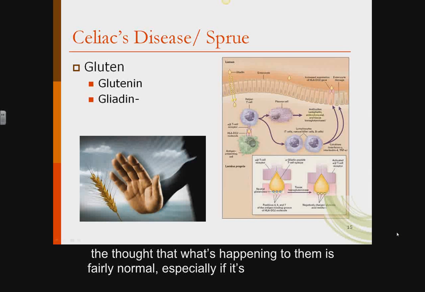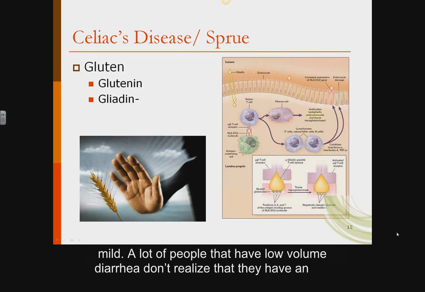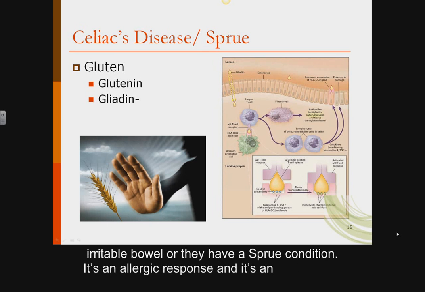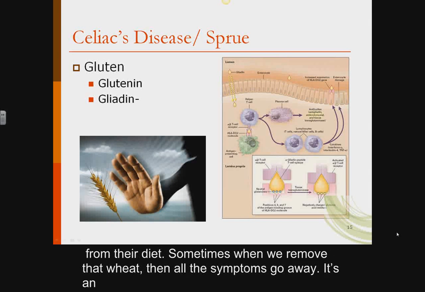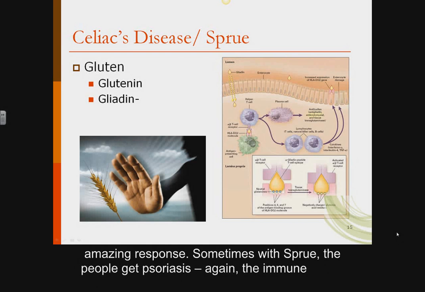So people can be sort of isolated with the thought that what's happening to them is fairly normal, especially if it's mild. A lot of people that have low-volume diarrhea don't realize that they have an irritable bowel or a sprue condition. It's an allergic response, and it's easy to treat once it's identified. The easiest way to treat it is just to remove wheat from the diet. Sometimes we remove that wheat, then all the symptoms go away.